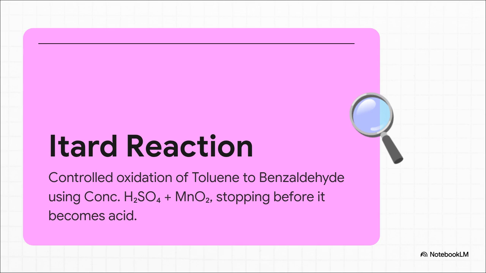Now, this idea of controlled oxidation is where chemists get really clever. Take the Etard reaction. The goal is to turn toluene into benzaldehyde. If you used a strong agent, you just overshoot the mark and go all the way to benzoic acid. But by using this really carefully balanced controlled agent, you can stop the reaction exactly where you want it. It's like precision chemistry, using a chemical scalpel instead of a sledgehammer.